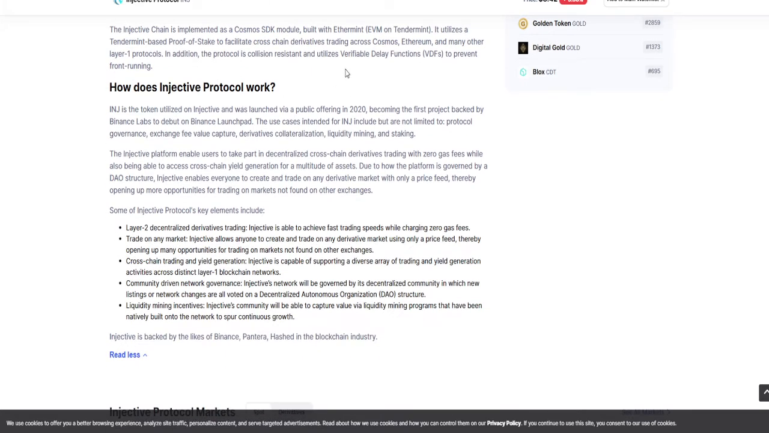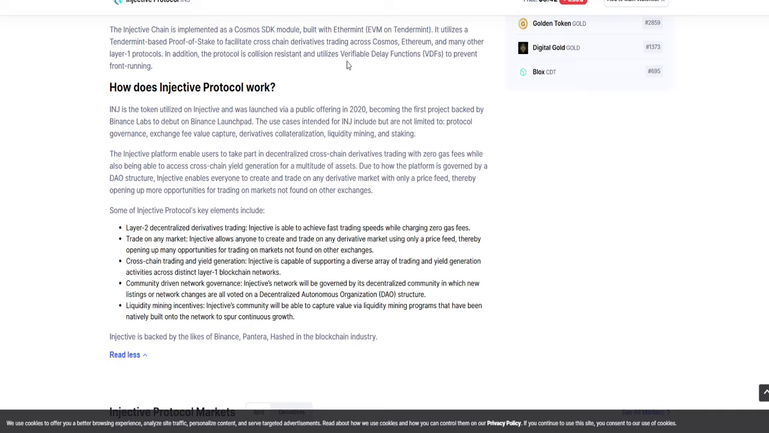INJ is the token utilized in Injective and was launched via a public offering in 2020, becoming the first project backed by Binance Labs to debut on Binance Launchpad. The use cases intended for INJ include, but are not limited to, protocol governance, exchange fee value capture, derivatives, collateralization, liquidity mining, and staking.